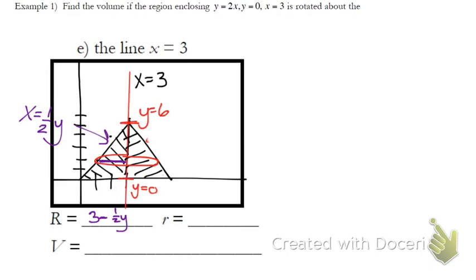So when I put this into my volume formula, it's pi times the integral. My lower limit of integration is 0. My upper limit of integration is 6. My radius is 3 minus 1/2 y quantity squared, dy. And again, notice that this is the area of the circle, pi r squared. Pi times the radius squared. My limits of integration are in terms of y. My equations are in terms of y, and my integral is in terms of y.